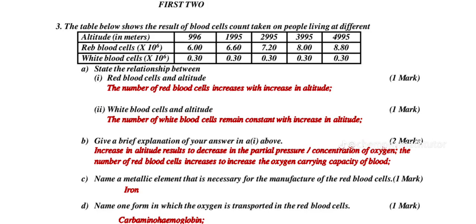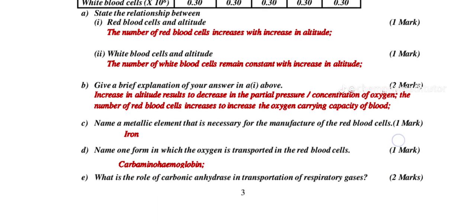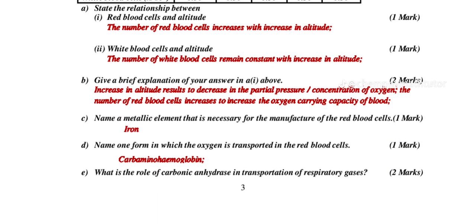A. State the relationship between red blood cells and altitude. So the number of red blood cells increases with increase in altitude. Roman 2, white blood cells and altitude. So the number of white blood cells remains constant with increase in altitude. B. Give a brief explanation of your answer in A1 above. Increase in altitude results in decrease in the partial pressure, or concentration, of oxygen. The number of red blood cells increases to increase the oxygen carrying capacity of blood.